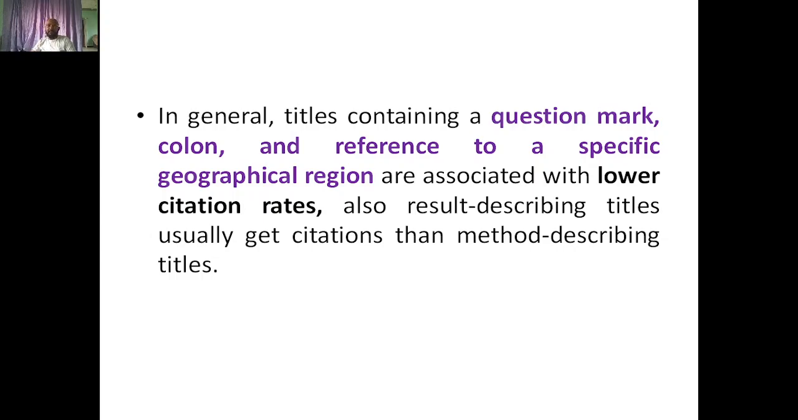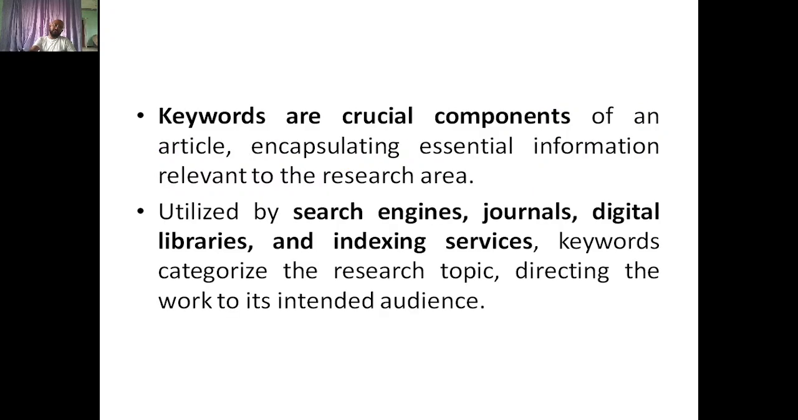Also, result describing titles usually get more citations than method describing titles. So it should not be method describing. It should not be like biosynthesis. It should be like spherical nanoparticles, result describing. So spherical nanoparticle synthesis will have more citation than the biosynthesis of nanoparticles, or whichever method has been mentioned in the title. So keywords are almost as important as the titles.